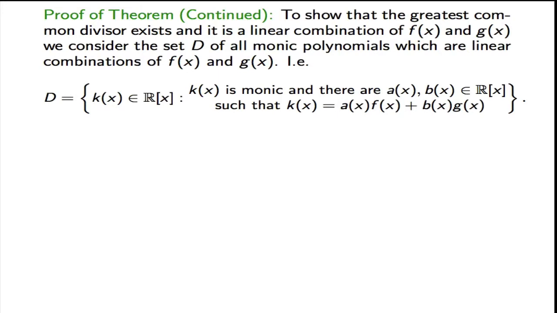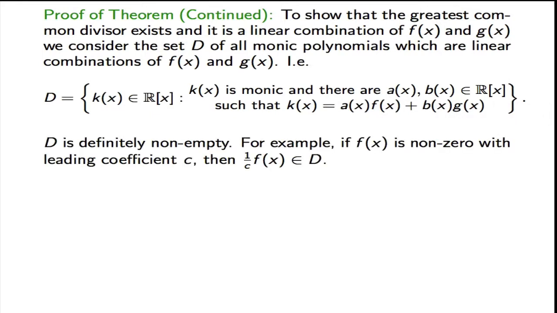So to show this, we consider the set D of all monic polynomials which are linear combinations of f of x and g of x. That means that D is the set of all real polynomials k of x, such that k of x is monic, and we can find real polynomials a of x and b of x, such that we can write k of x as a of x times f of x plus b of x times g of x.